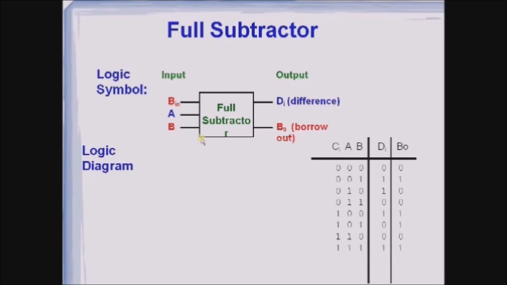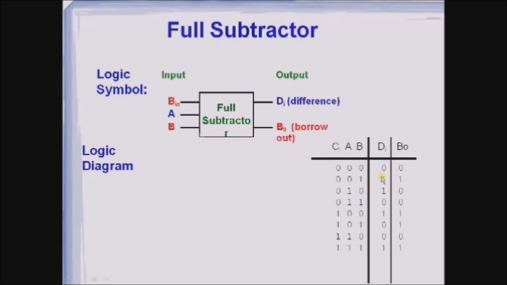Now, a full subtractor is a circuit which accepts three inputs, A, B, and B in, which is nothing but the borrow in. It provides two outputs, that is difference as well as borrow. Here it performs a similar operation as compared to a half subtractor, but it performs subtraction between A, B, and B in. This is the truth table that we get for the full subtractor.